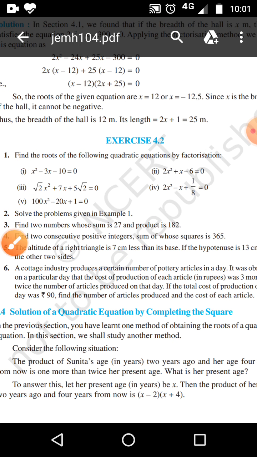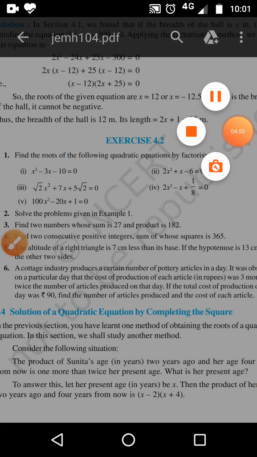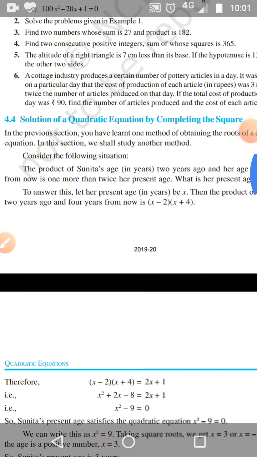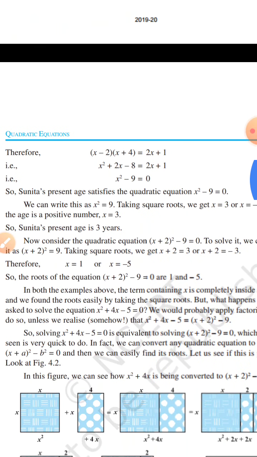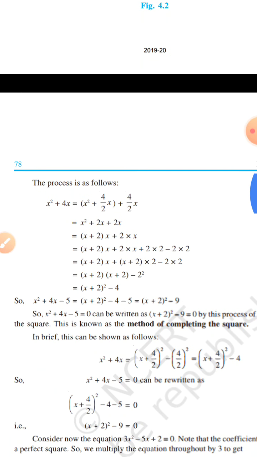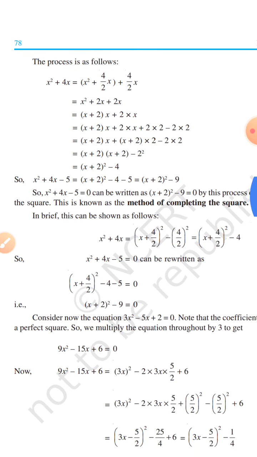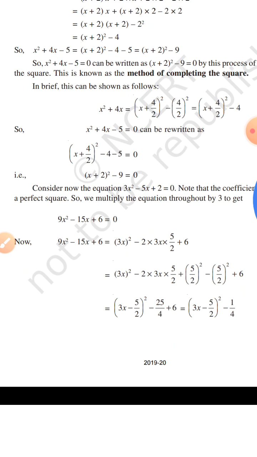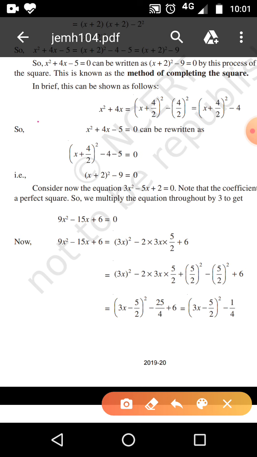Okay, so next one you see, suppose we are given a question like this: consider 9x square minus 15x plus 6 is equal to 0. This is the quadratic equation, and we need to find the solution of this particular equation by completing the square.